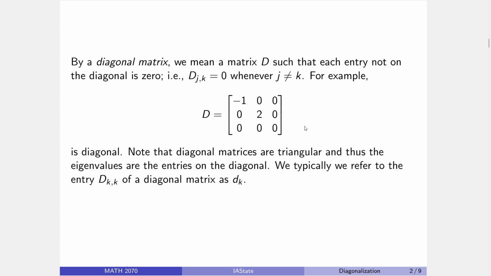Now, since the entries on the diagonal of the diagonal matrix are the only ones that could possibly be non-zero, they usually get special designation. Given a diagonal matrix D, the kth entry, the entry in the kth row and kth column, we'll typically write as D sub k, rather than D sub kk, because you know what's going on. It's the entry on the diagonal we care about.